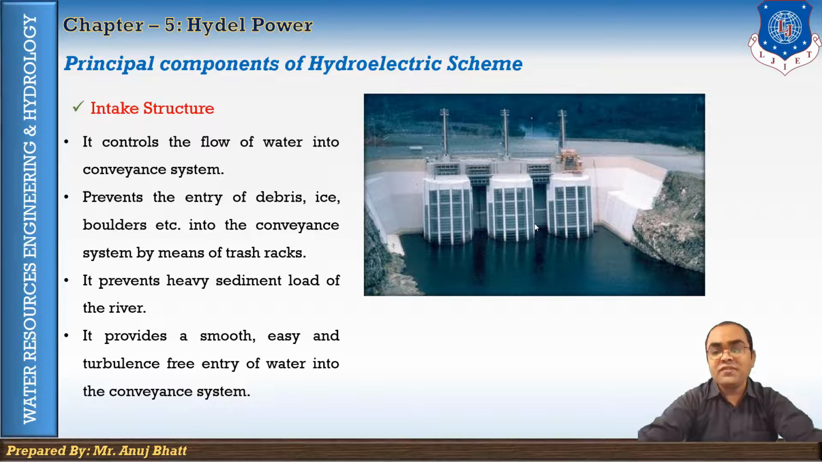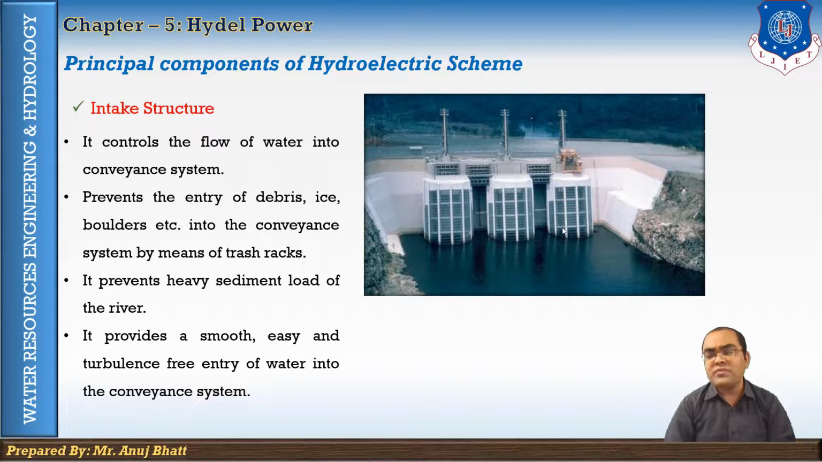What are the functions of this intake structure? It controls the flow of water into the conveyance system. It prevents the entry of debris, ice or boulders into the conveyance system by means of these trash racks. So these are the trash racks. It also prevents the heavy sediment load of the river from entering the conveyance system with the help of silt traps or the silt excluder. It also provides a smooth, easy and turbulence free entry of water into the conveyance system. So these are the main functions of the intake structure.